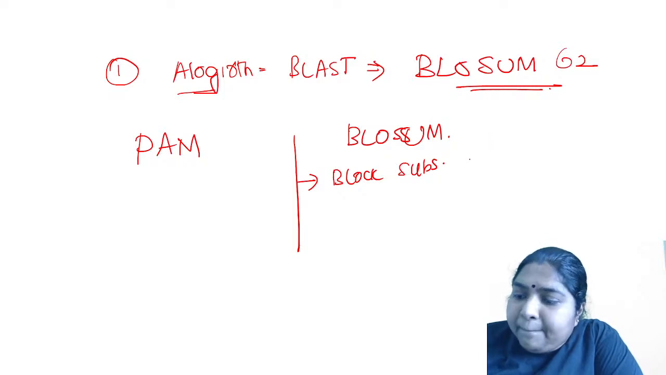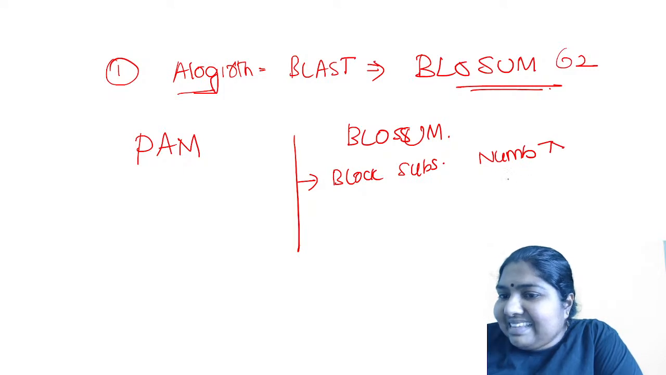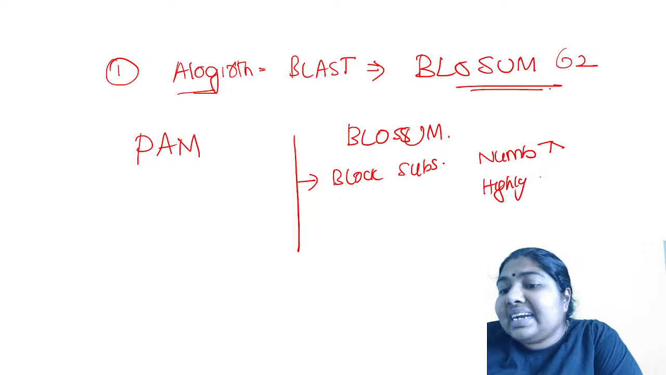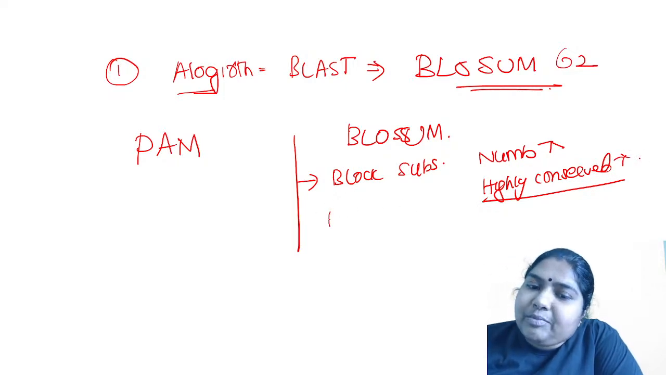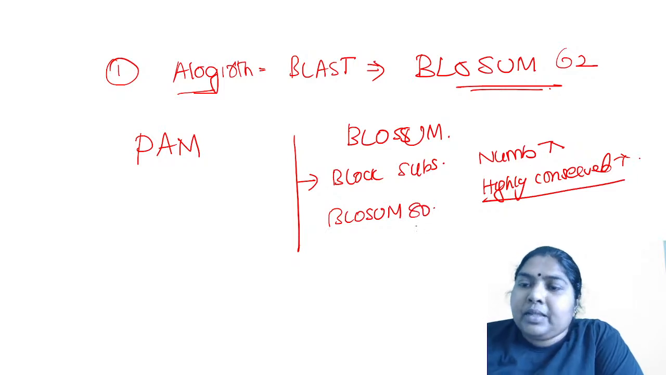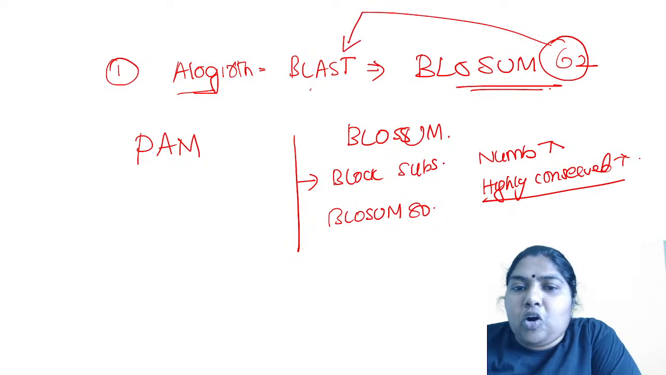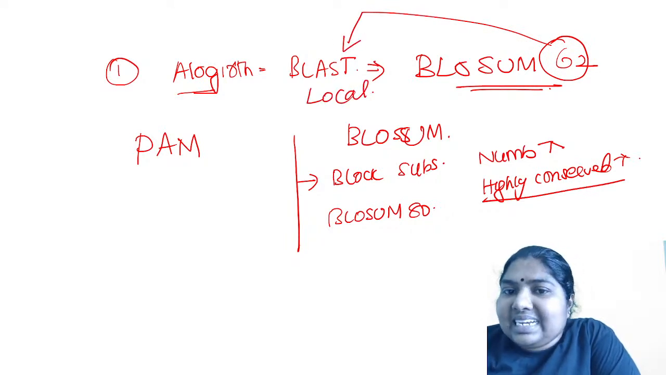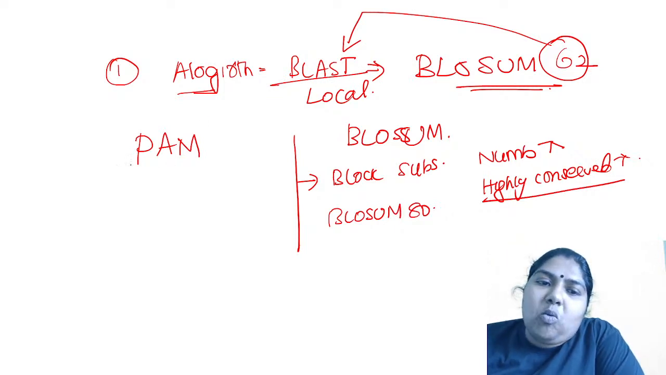Okay, if the number is going higher, it says that it is highly conserved. Right. So as the number goes up, it is highly conserved. So which is the maximum conserved one? It is going to be BLOSUM 80. In the middle, BLOSUM 62 is there. That is usually used for all the local alignment. That is going to be your BLAST. Understood? Right. The next one we saw was PAM.